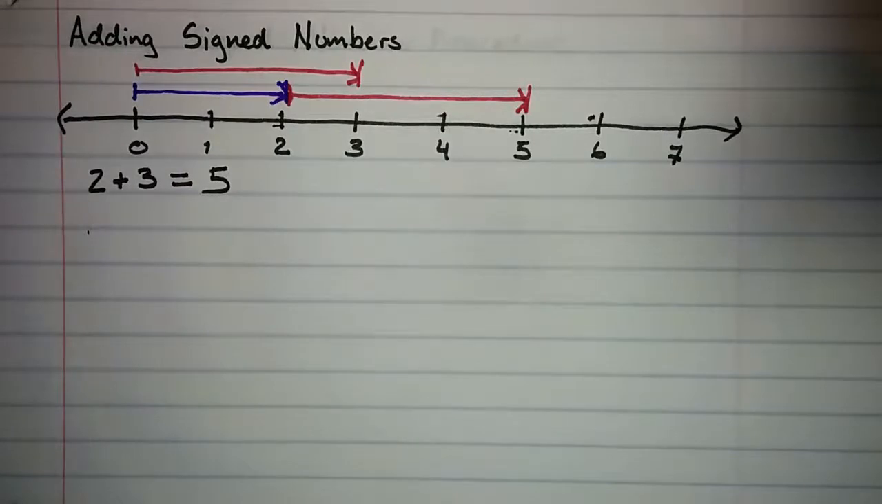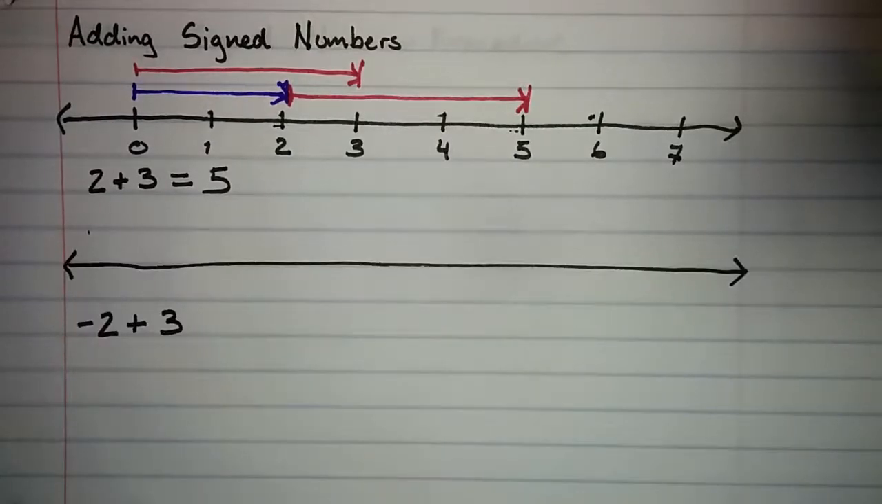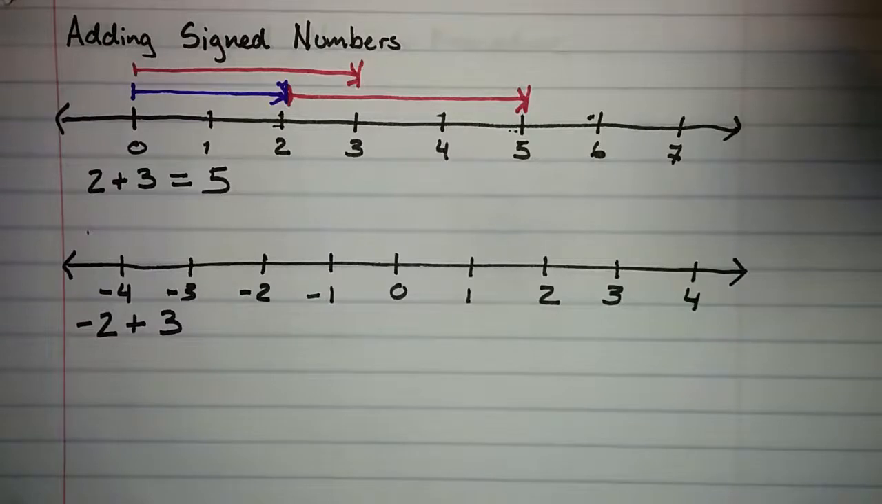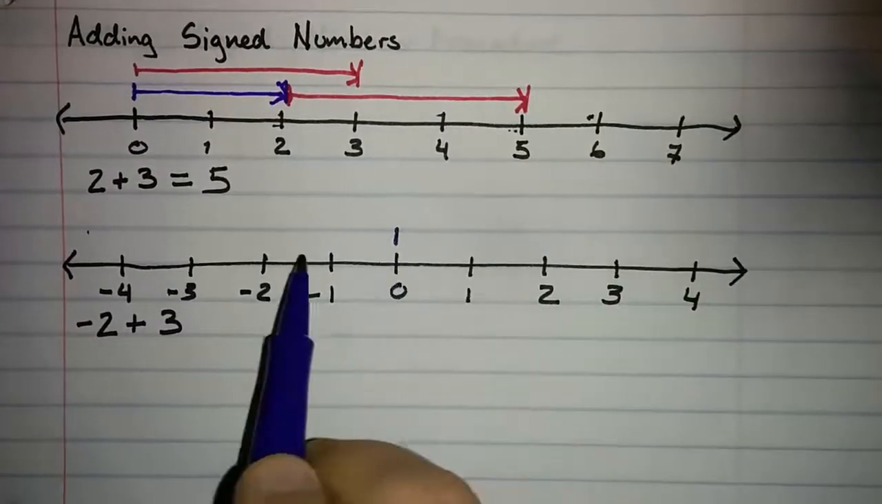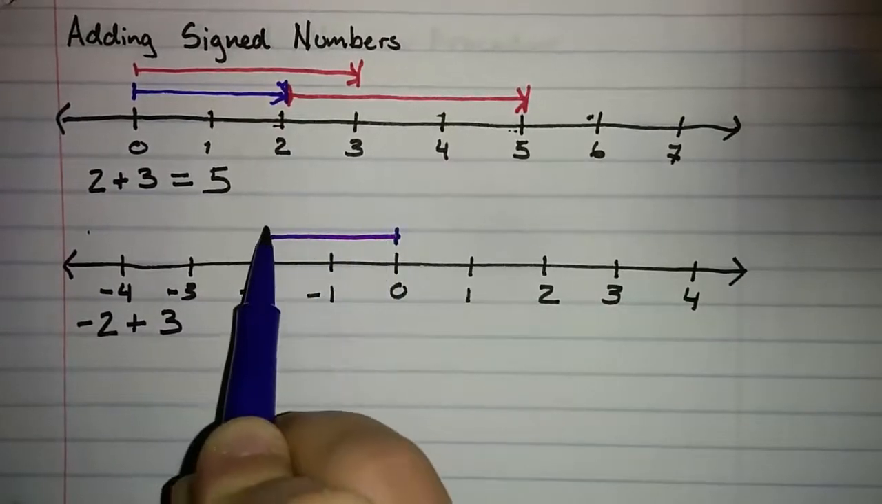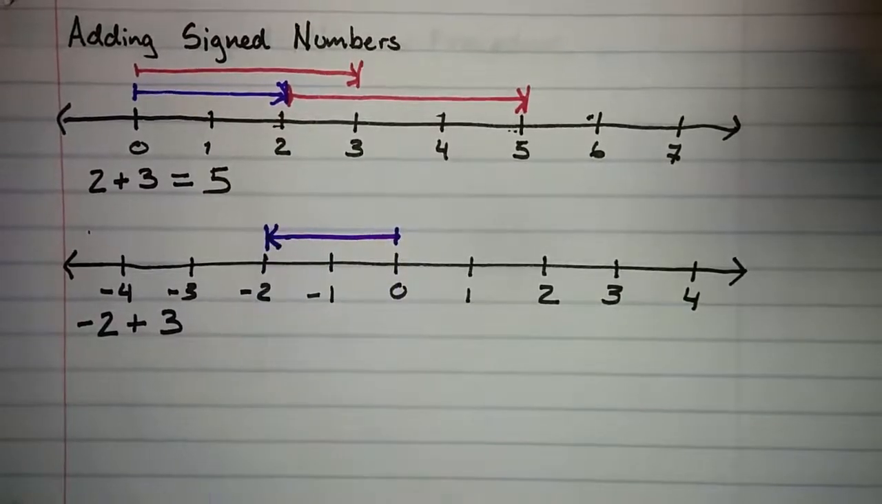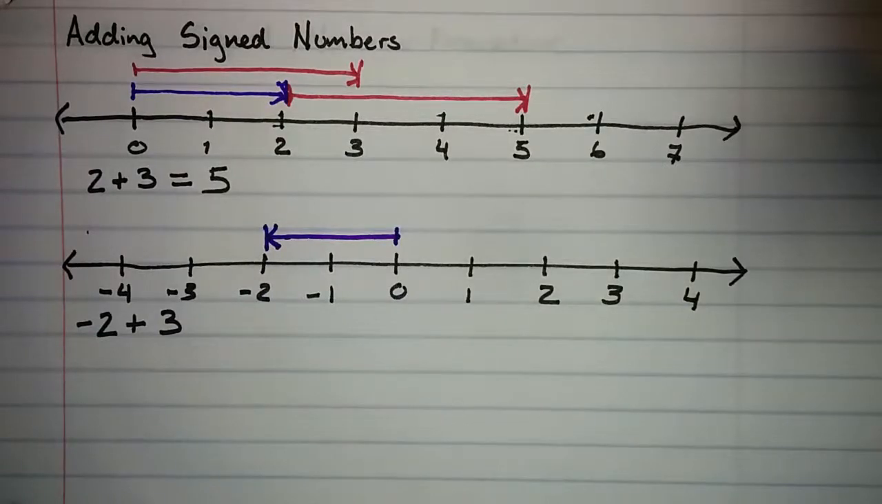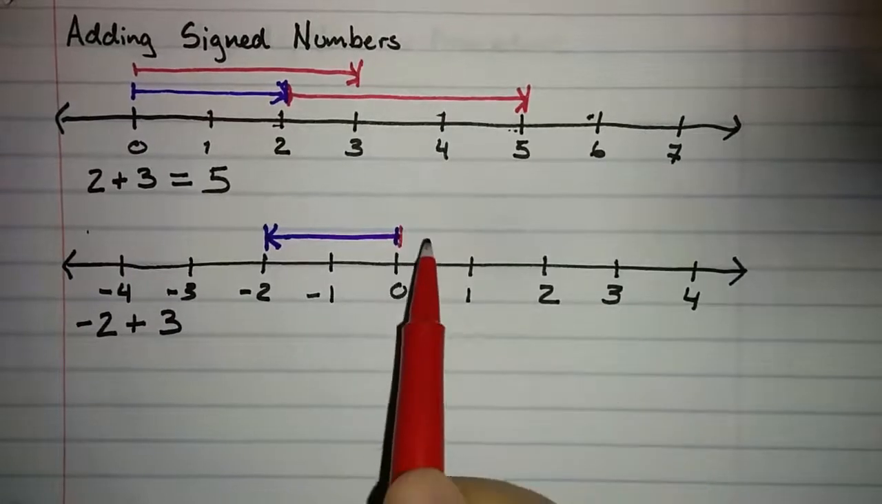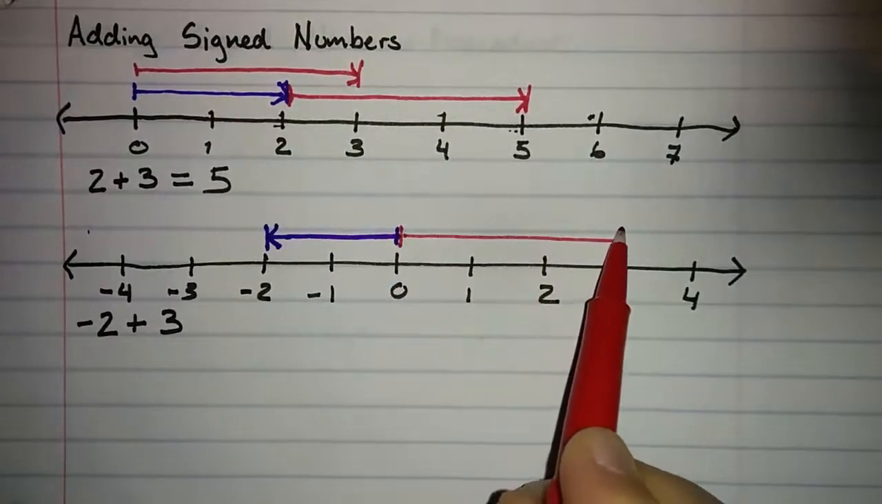Let's see how we would use that same process to add a positive number and a negative number, or two negative numbers. Let's try adding negative 2 plus 3. Well, negative 2 now is the distance from 0 out to negative 2. So it's 2 units in length going to the left. Positive 3 is still 3 units in length going to the right.